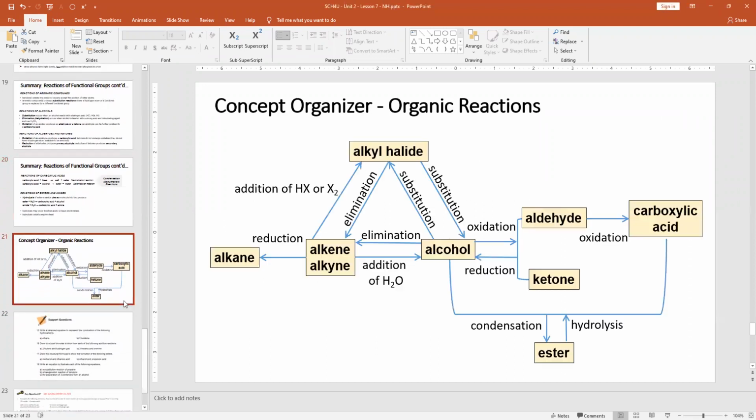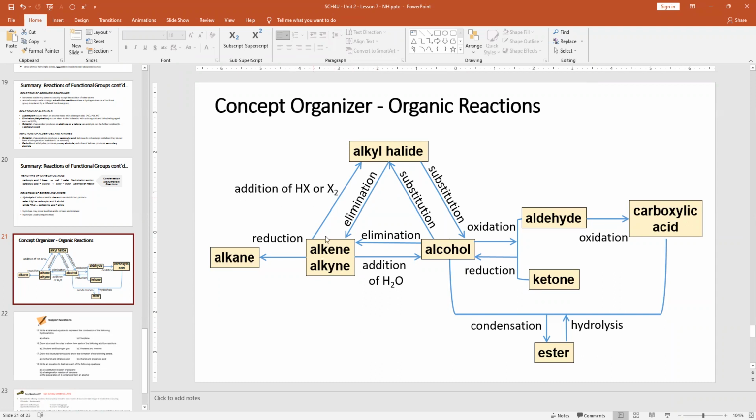And then I have this table here just to be able to conceptualize how all of these reactions are reverses of each other and how one leads to the other. For example, alcohols can be oxidized to give carboxylic acids. Carboxylic acids can go through a condensation reaction to produce esters. Esters can go through hydrolysis to produce a carboxylic acid and an alcohol. So there are all of these relationships and all of these reactions.